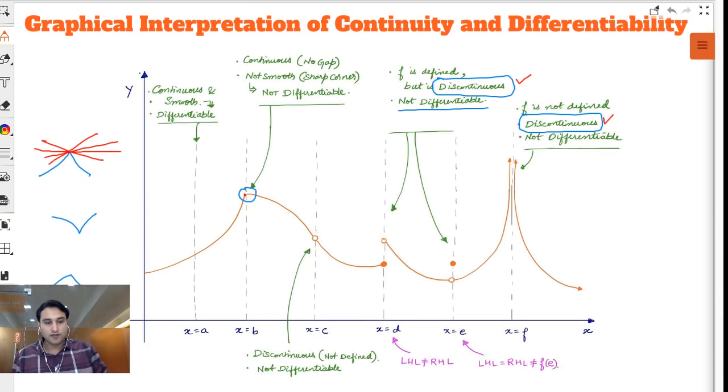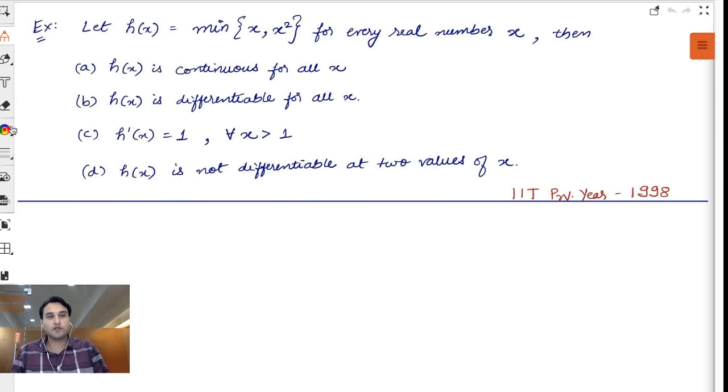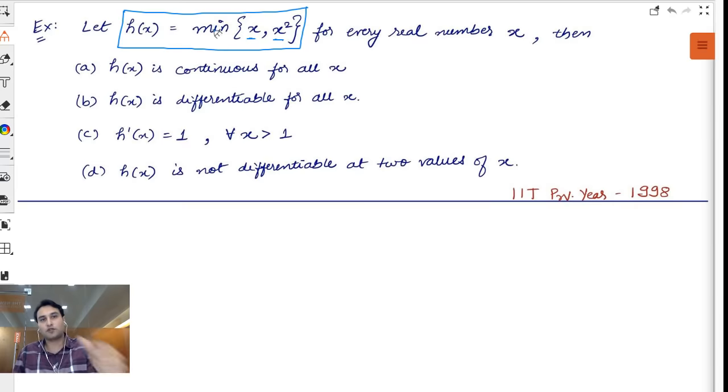So now I'll use these concepts in problem solving in the session today. Let's begin with the first concept. Look at this. This is a very, very popular variety of problem which has been coming in IIT multiple times. So what is this variety? You will be given some functions like x and x square, and the question asks about finding the minimum of these two. And whatever this function becomes, you have to comment about its continuity and differentiability.